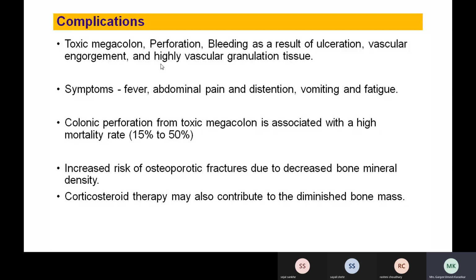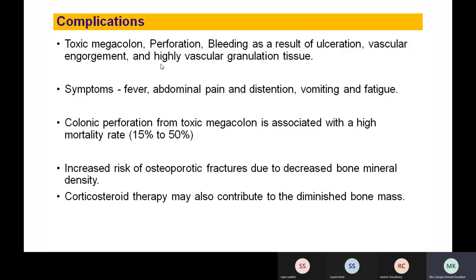What are the signs and symptoms of these? Whatever complications we have seen, how do they have to be identified? The patient develops fever, abdominal pain, distension, vomiting, and fatigue. Then colonic perforation from the toxic megacolon is associated with a high mortality rate. So even 15 to 50% of the patients may lose their life because of these complications.